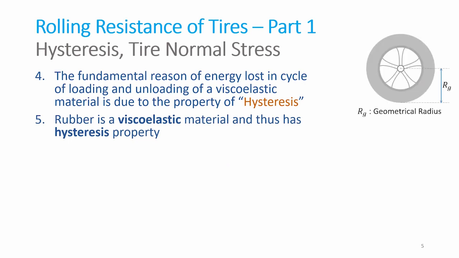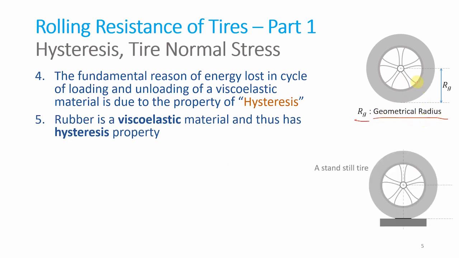Now we will directly go to an application. Consider a tire. What you can see in the picture, the radius of the tire, also known as the geometric radius, is the distance from the center to the outermost point of the tire. So the notation we follow here is Rg for geometric radius. Now keep the tire on the ground.